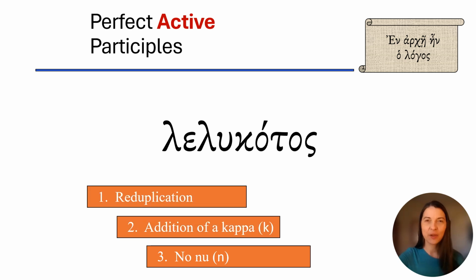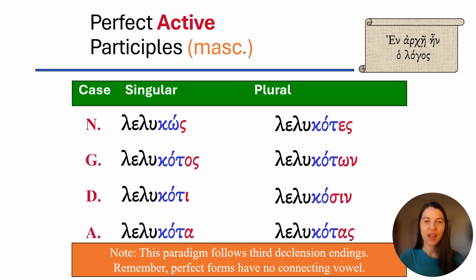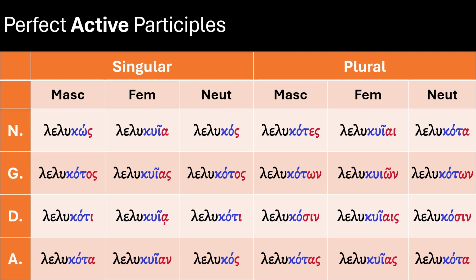You'll be back to adding those third declension endings, and this will be lelukotos. And you'll notice lelukotos is that genitive. So look in the masculine to find lelukōs as the nominative singular masculine, where that tau will drop off and the omicron will lengthen to an omega. And again, notice the difference in the dative singular. You will lose that tau. So notice this also follows those third declension endings, but just like the perfect indicative, the perfect participles will not have a connecting vowel. So here are all three of your perfect active participle paradigms.